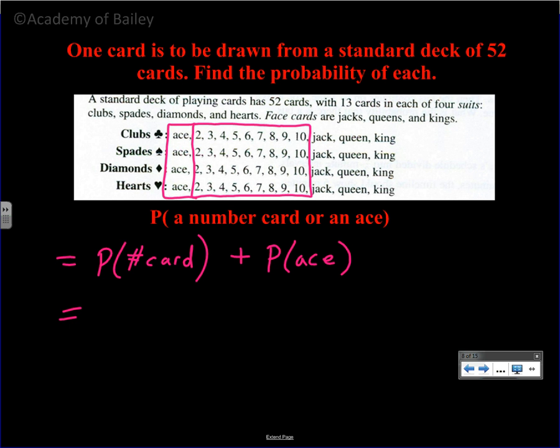How many number cards are there? Well, if we look in the clubs, there's 1, 2, 3, 4, 5, 6, 7, 8, 9 number cards, and there are 4 suits. So 9 times 4 is 36. 52 cards in the deck. And how many aces? 1, 2, 3, 4 aces out of 52. We know the denominators are the same. So let's add the numerators. 36 plus 4 is 40.